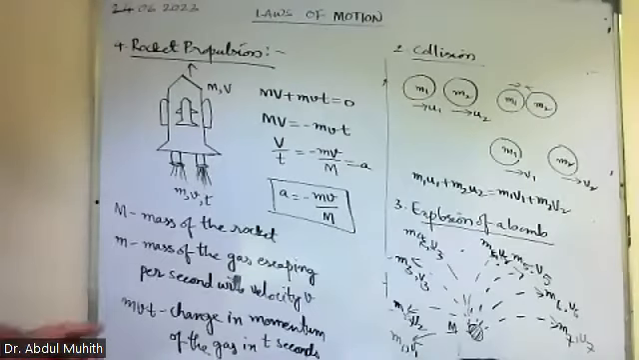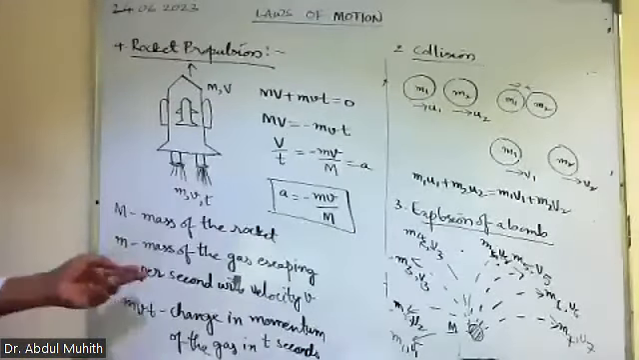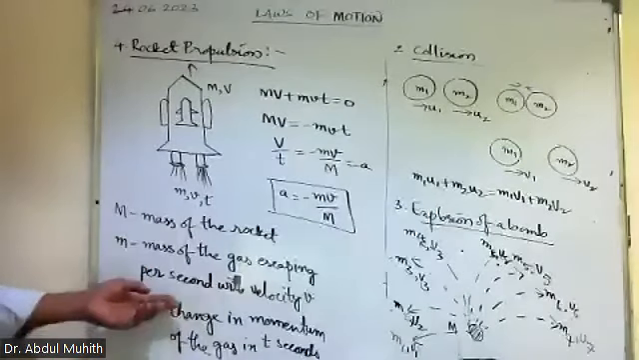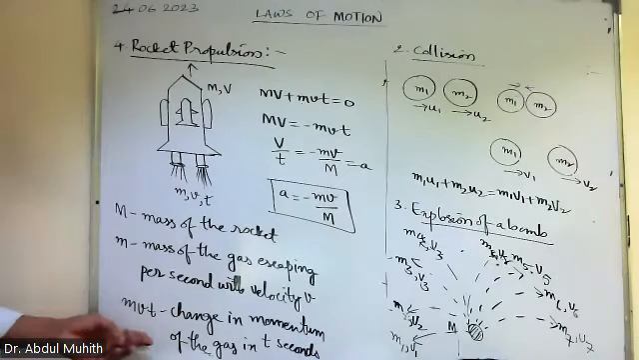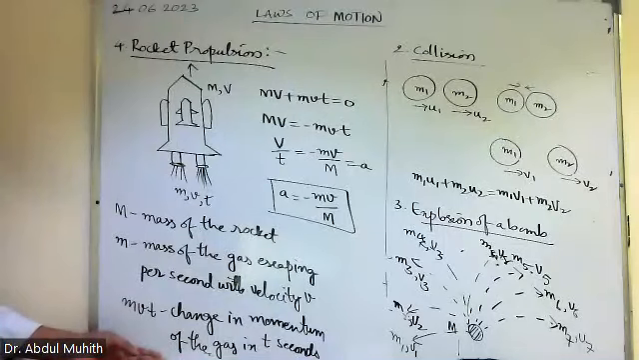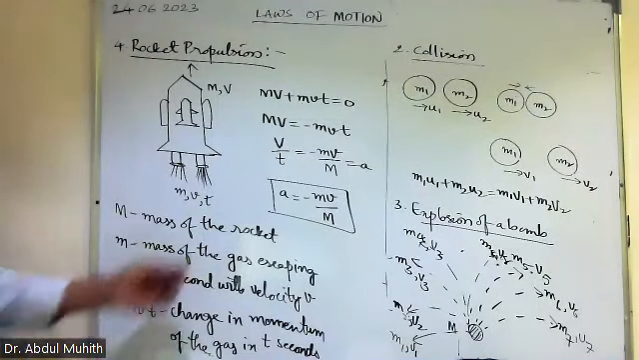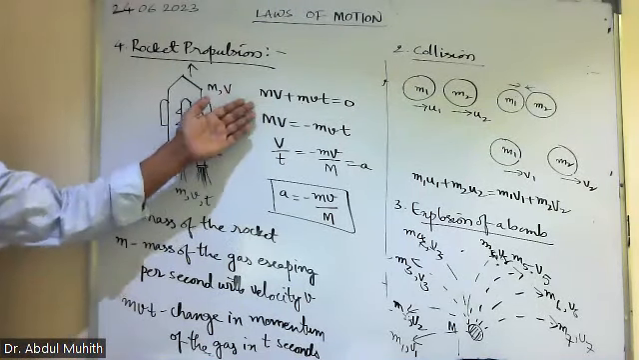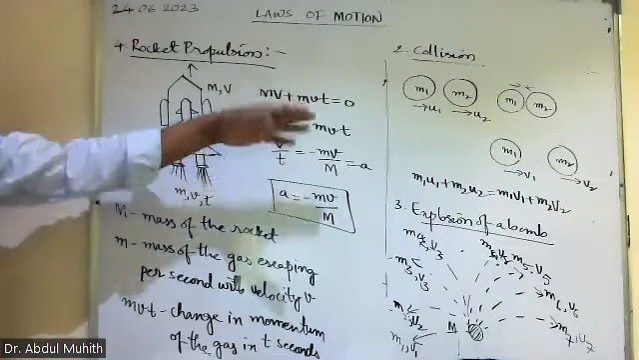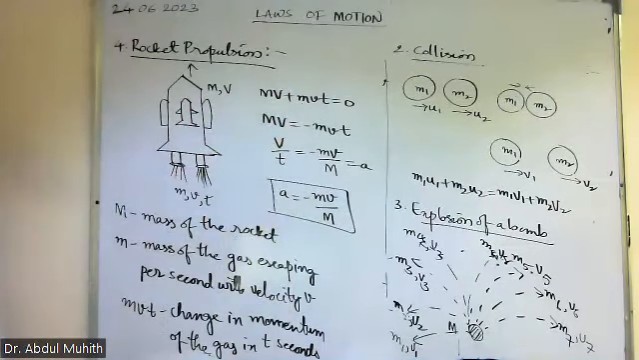Now, see here, capital M is the mass, small m is the mass of the gas escaping per second with velocity v. mvt is the momentum of the gas in t seconds. So we take Ma + mvt = 0, then you take this to the other side with a minus, cross multiply, and you get the answer. That is the acceleration of the rocket. That is said to be rocket propulsion.